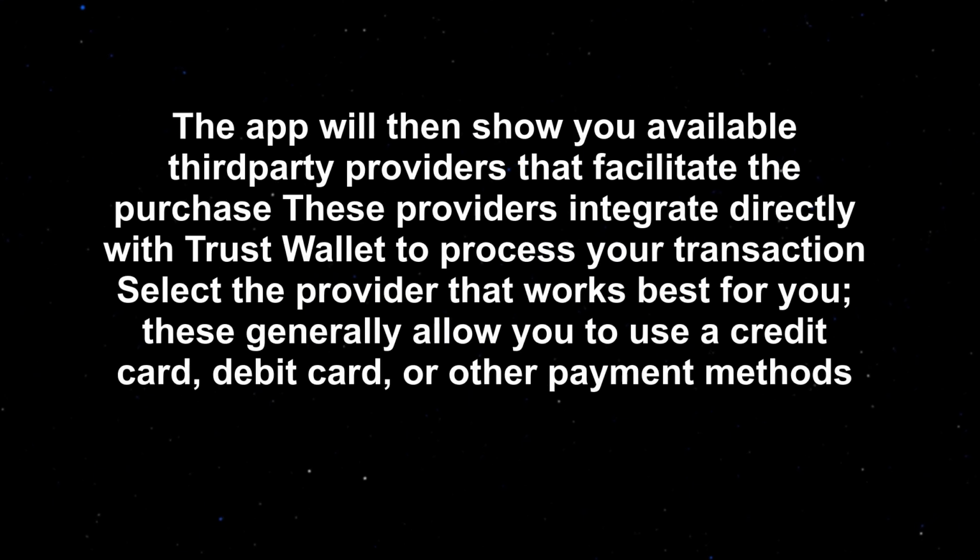The app will then show you available third-party providers that facilitate the purchase. These providers integrate directly with Trust Wallet to process your transaction. Select the provider that works best for you. These generally allow you to use a credit card, debit card, or other payment methods.